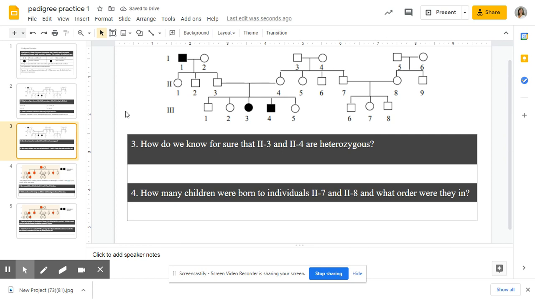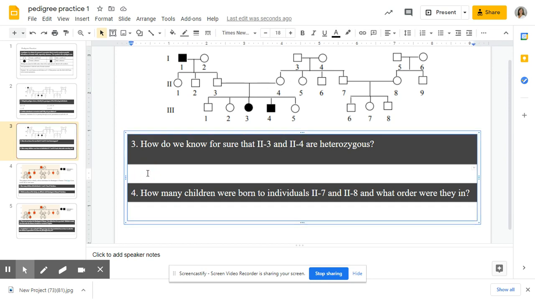So question 3 says, how do we know for sure that individuals 2, 3, and 2, 4 are heterozygous? Well, I kind of just mentioned that to you before. The only way that you're going to be able to get these two individuals here with the recessive genotype and phenotype is if that recessive allele exists. Remember, we get one allele from mom, one allele from dad. So that means our answer here should have been something along the lines of, we need a recessive allele from parent 1, or from parent 3, and from parent 4.